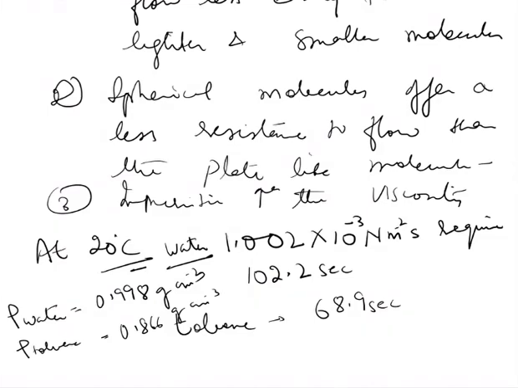At 20 degree Celsius, pure water with an absolute viscosity of 1.002 into 10 power minus 3 Newton per meter square second requires 102.2 seconds to flow through the capillary of an Ostwald viscometer. At 20 degrees Celsius, toluene requires 68.9 seconds. The densities of water and toluene are 0.998 and 0.866 gram per centimeter cube respectively. Calculate the viscosity of toluene. आप ही कीजिए क्लास, ठीक है? टेक योर 5 minutes और ठीक से करना है क्योंकि कुछ न्यूमेरिकल्स के आंसर में कहीं कहीं पे गड़बड़ भी है. ठीक है, कीजिए.